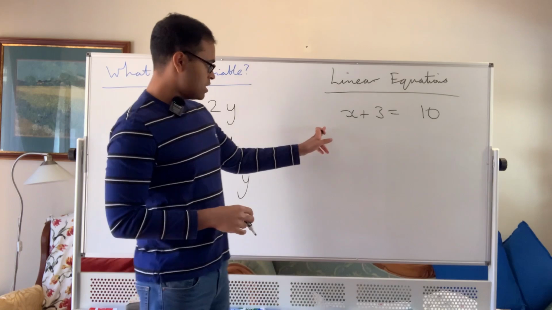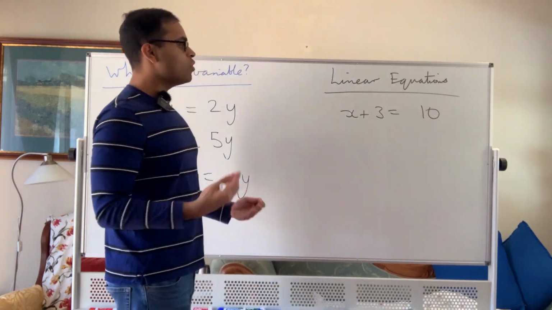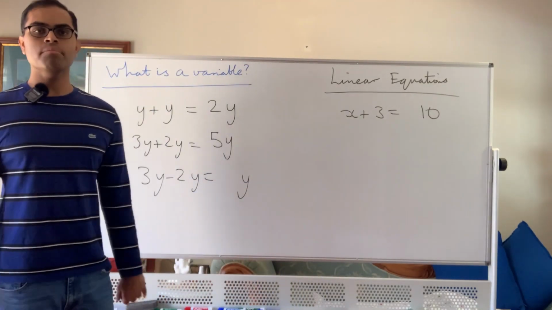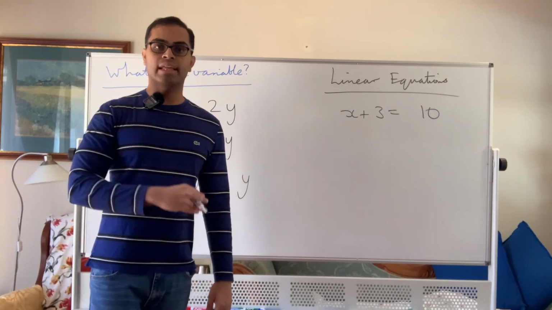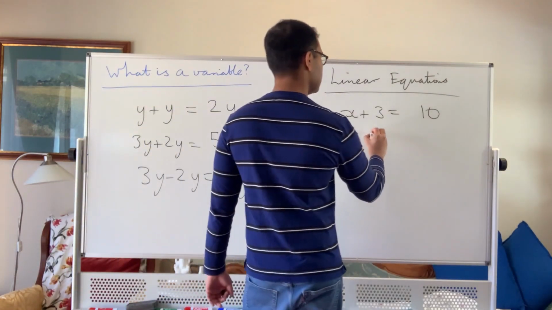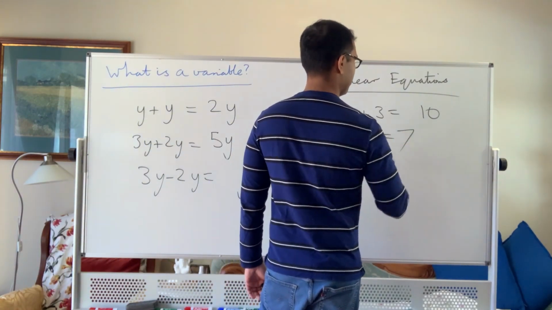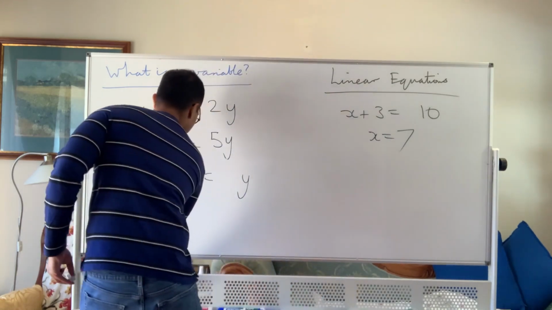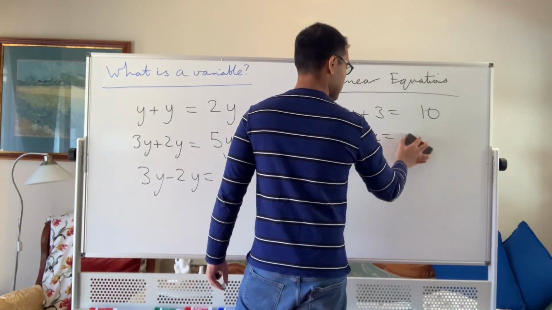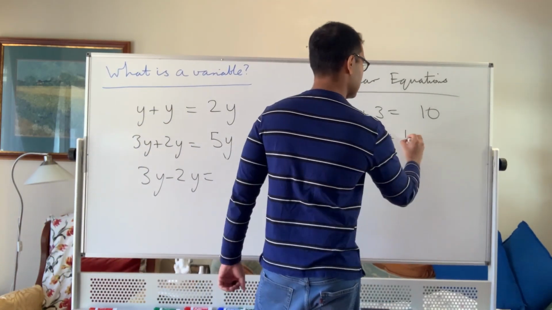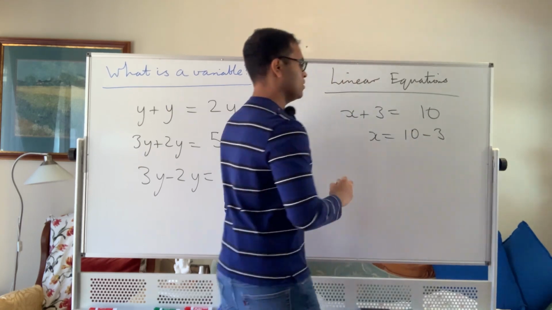In this equation, x plus 3 equals 10. So 3 more than something is 10. What is the something? The something has to be 3 less than 10. So you would say x is equal to 7. Another way of writing that, to do it in 2 steps, is you can say that it's equal to 10 minus 3, which is equal to 7.